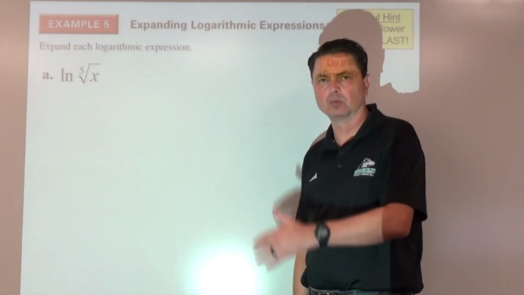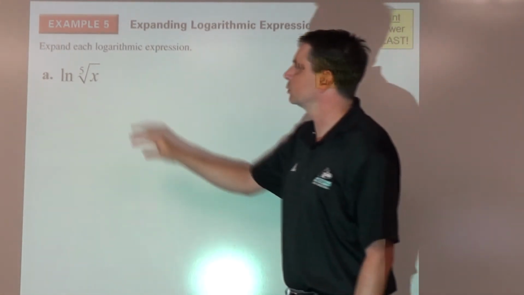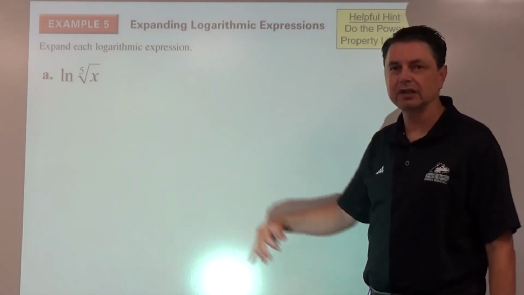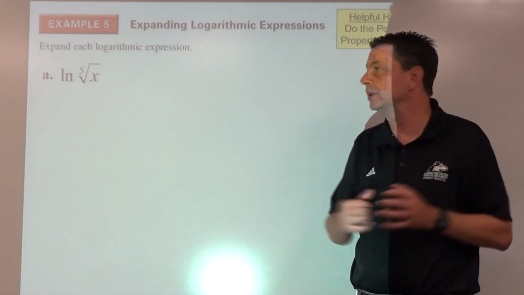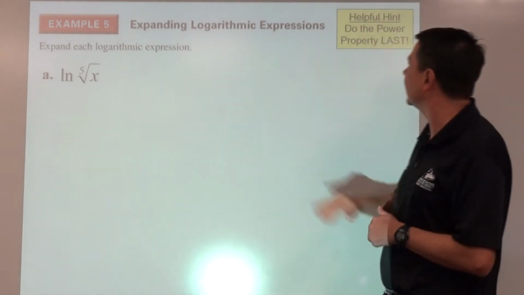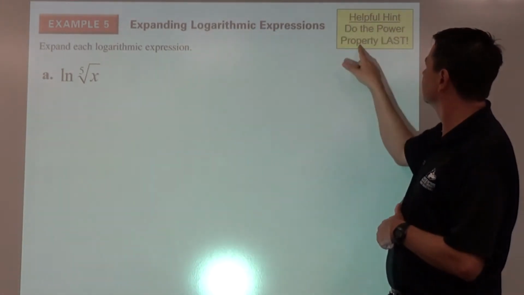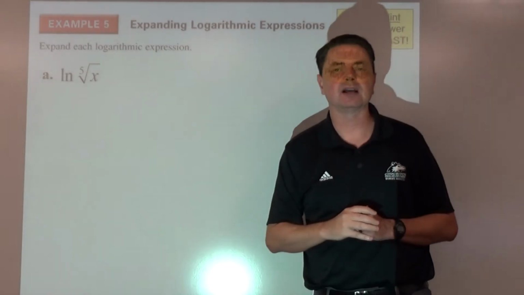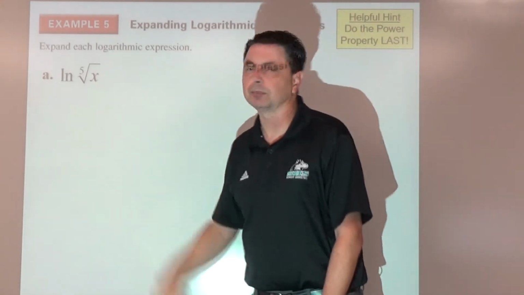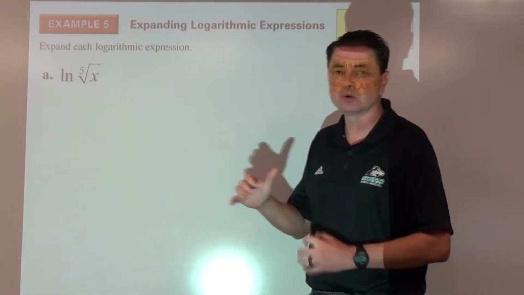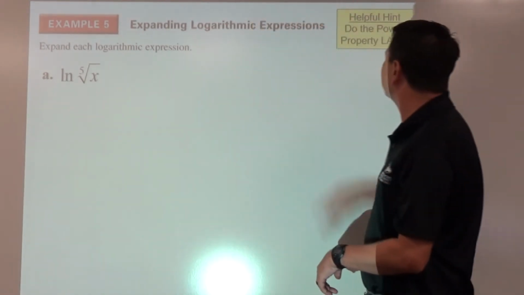Example number 5, kind of like what we have been doing there, expanding logarithmic expressions is to use the properties to rewrite them. Oftentimes it's going to be to rewrite them and break them up into more pieces. I don't think that's what's going to happen here in part A, but a helpful hint, if you are doing any expanding, make sure you do the power property last. So quotient or product would have to come before that. But I don't see any product, no multiplication going on, there's no division going on, so I think we can go right to the power property.